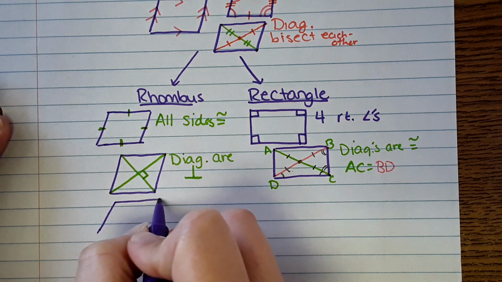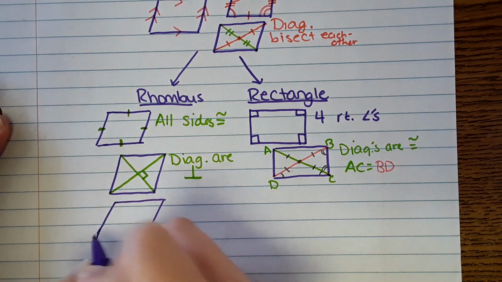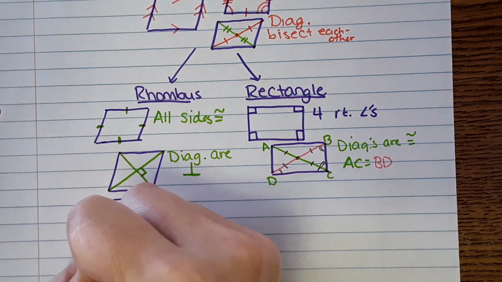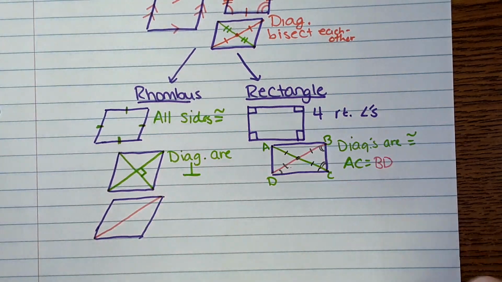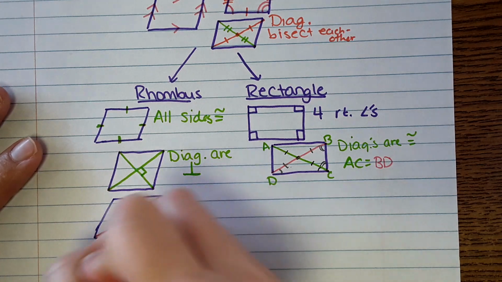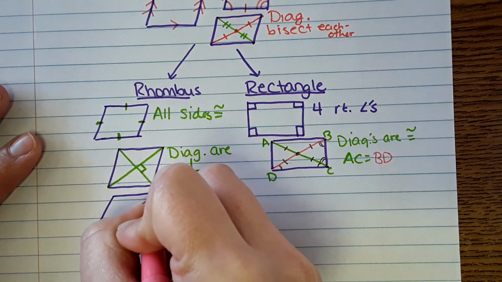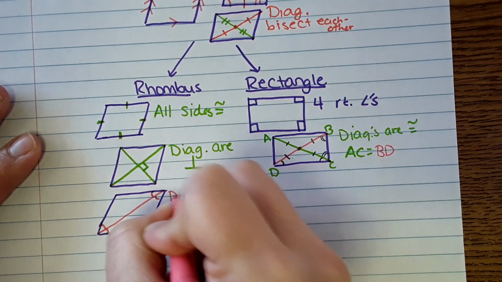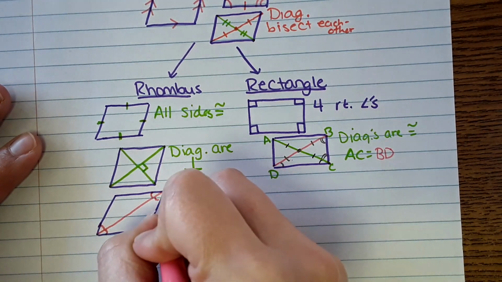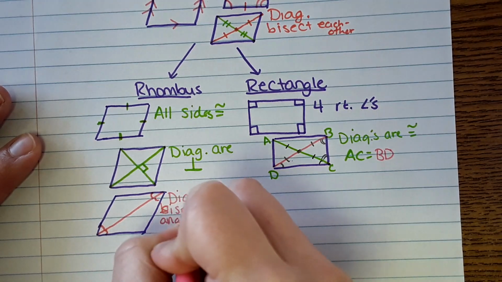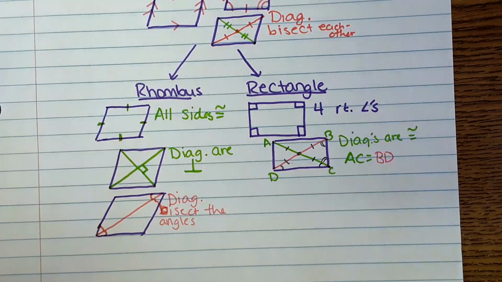I'm drawing one more rhombus. There's one more thing I want to show you. Okay, another rhombus. The other thing that happens with a rhombus is the diagonals actually bisect the angles. So this diagonal right here bisects this angle, so this side is the same measure as this one. This side is the same measure as this one. Diagonals bisect the angles. It's supposed to say bisect.